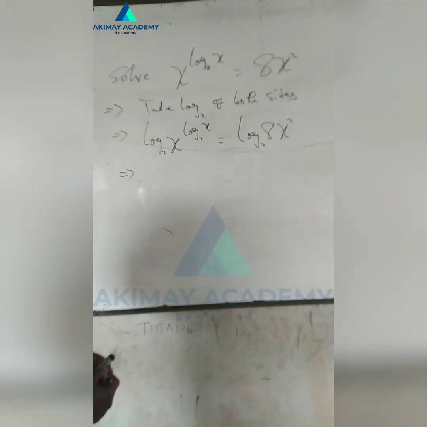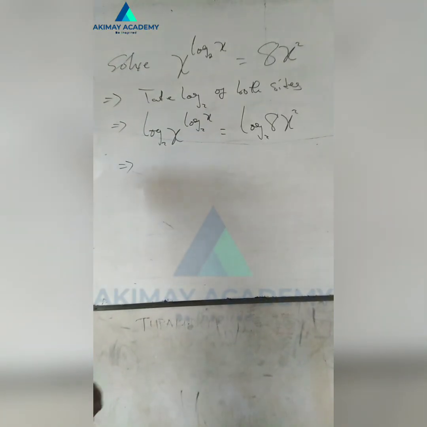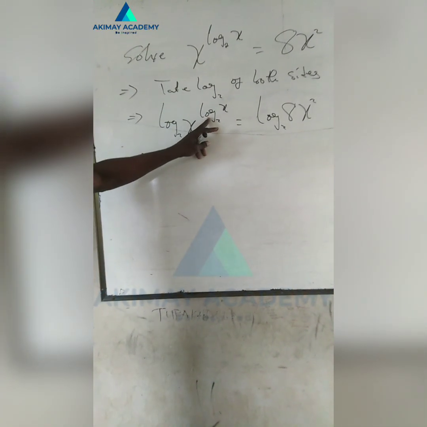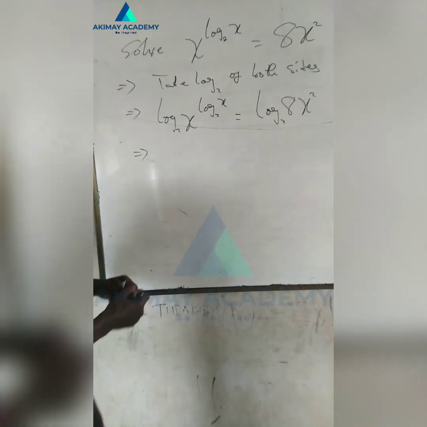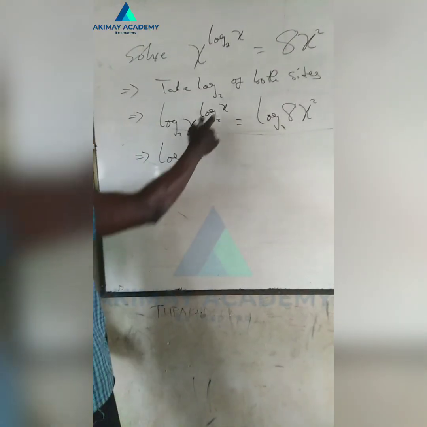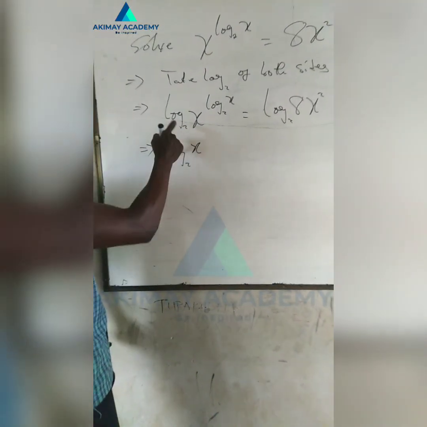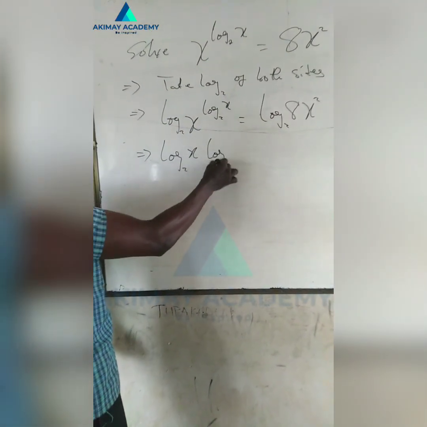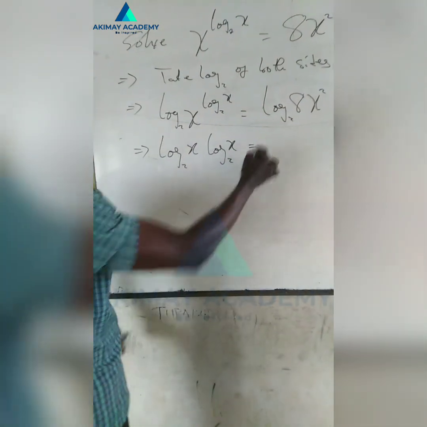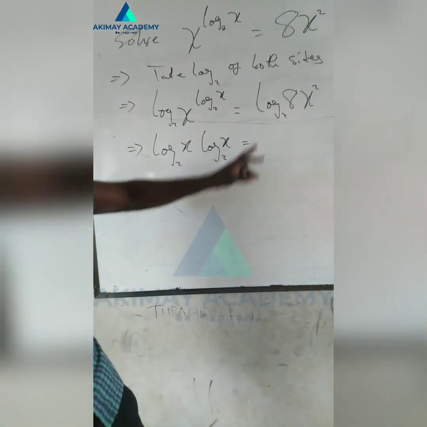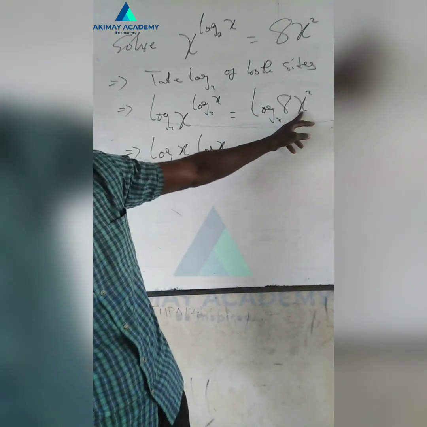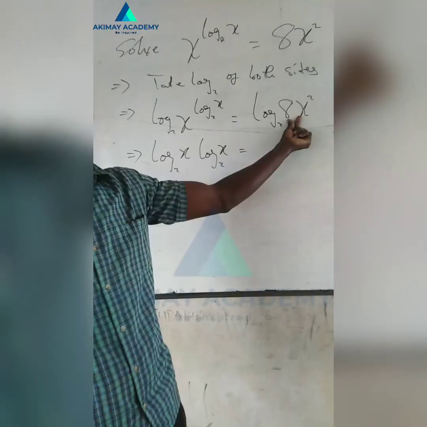Okay. So at this juncture, what we do is, you know the laws of the logarithm. This exponent will go back to multiply the log over here. We are going to have log to the base 2 of x multiplying this one. Okay. Then we move on to the third one. At this point, you can see that we have log 8x squared.